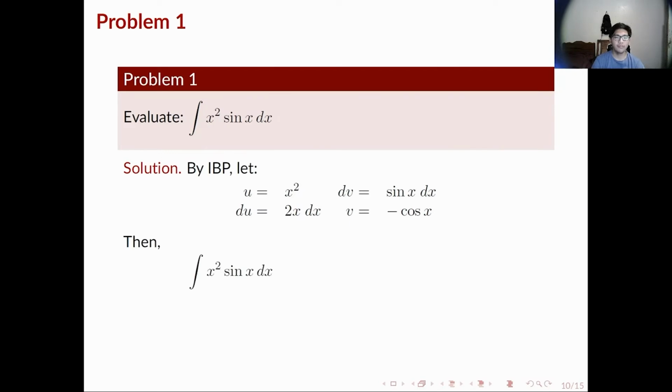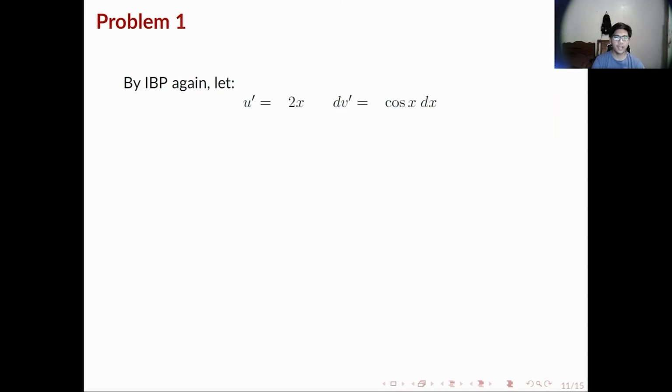Then, we have that the integral of x squared sine of x dx is equal to negative x squared cosine x minus the integral of negative 2x cosine x dx. Simplifying this, we get negative x squared cosine x plus 2 times the integral of x cosine x dx. Note that we can again use IBP here.